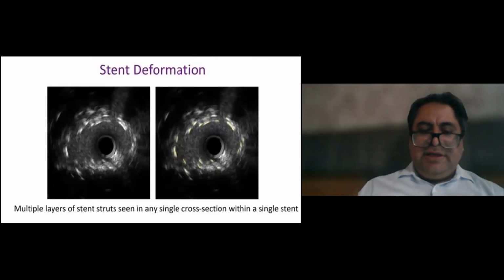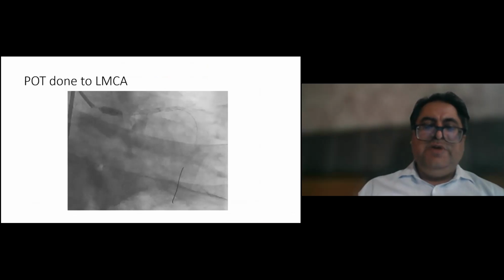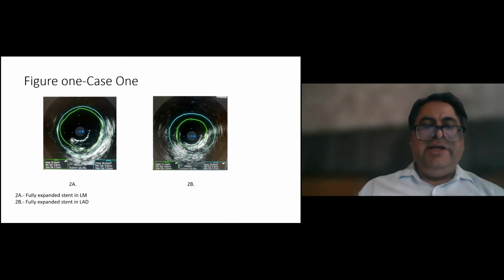Multiple layers of stent struts were seen when we did an IVUS in the cross-sectional area. So there was a stent deformation at the proximal edge. So we corrected again with a POT, which was done in the left main coronary artery.